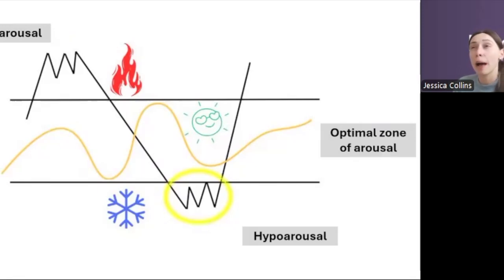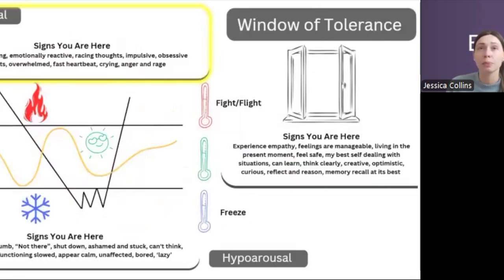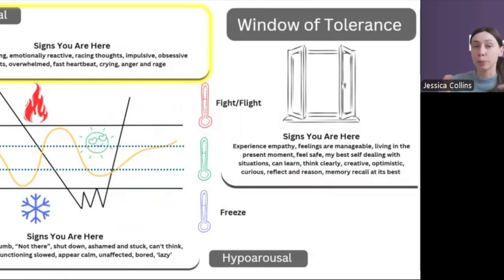Let's have a think about what happens then for people who have experienced trauma. So when we have trauma in the picture, as we said, somebody who's experienced trauma will have a more narrow window of tolerance, especially those who've had kind of complex interpersonal relational trauma in their early years.